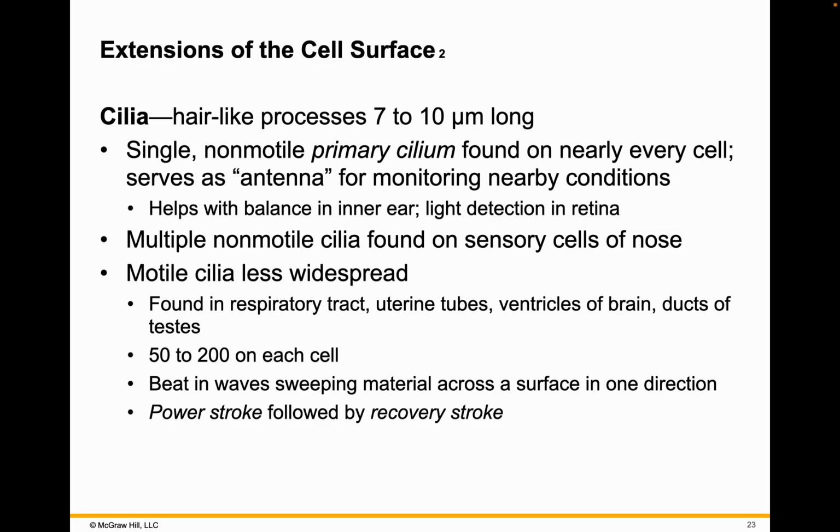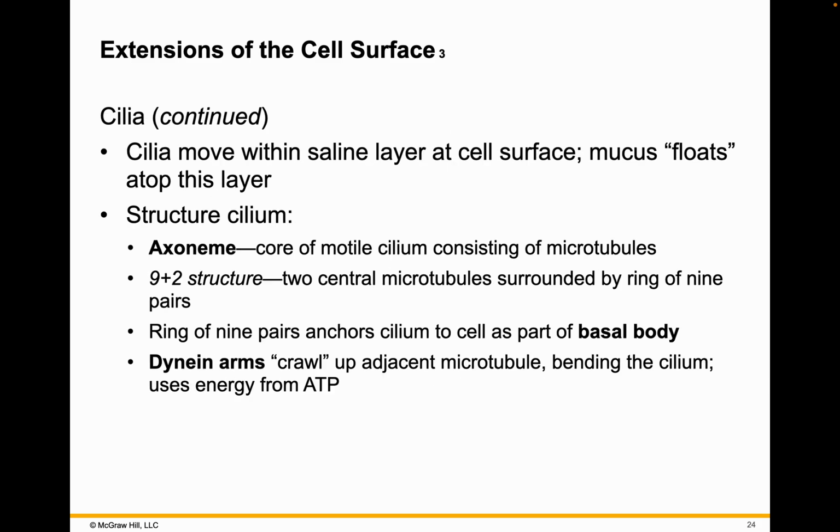that sweeps liquid material across the surface of these cells in one direction, caused by a power stroke followed by a recovery stroke. So cilia move within a saline layer at the cell surface, and mucus floats on top of that. So the cilia help move the mucus from the lower parts of the respiratory system out to the upper parts of the respiratory system. There is a core of motile cilium consisting of microtubules called the axoneme.